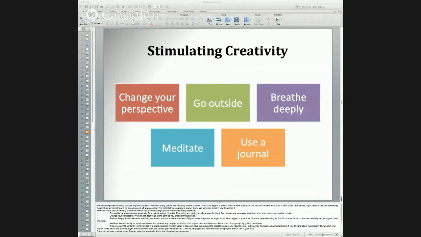Write a journal. Write a 15 to 20 minute journal in a spare notebook or plain paper. It doesn't have to be about the specific problem you need to solve, but you may discover some mental blocks if you do not write about the problem. Dump all of your mental clutter onto 1 to 3 pages that no one will ever see, unless you want them to. Then, let the pages and the recorded thoughts go, even if just in your mind.